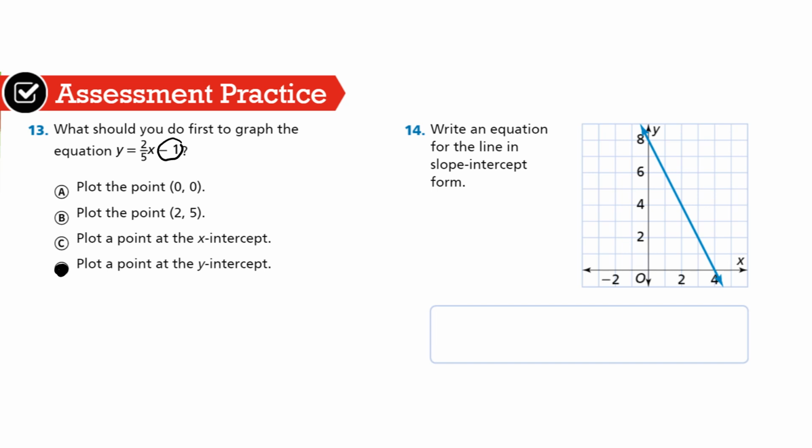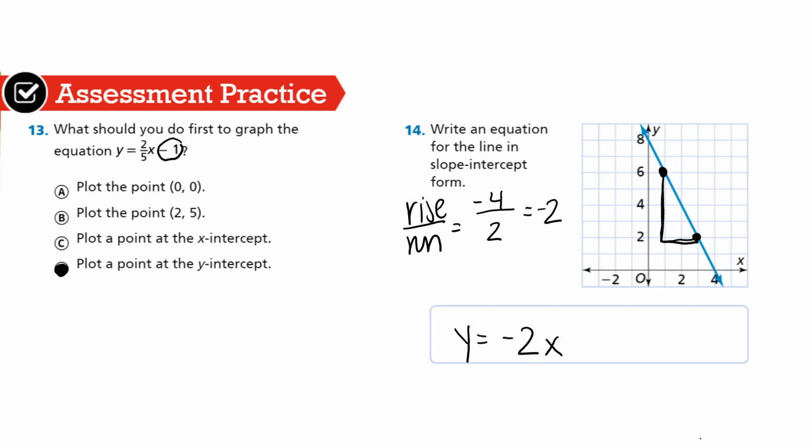For number 14, we're going to write an equation for the line in slope-intercept form. So we're going to pick out the points that we can read clearly. I'm going to go with 6 and 2, connecting my dots using my triangle, setting up my fraction as rise over run. We have to go down 1, 2, 3, 4. So going down 4 is negative, and then sideways 2. -4 divided by 2 is -2. That is my slope and represents the first part of my equation, y equals mx.